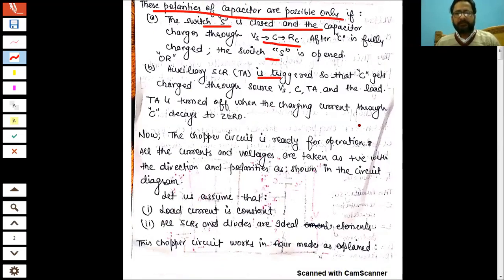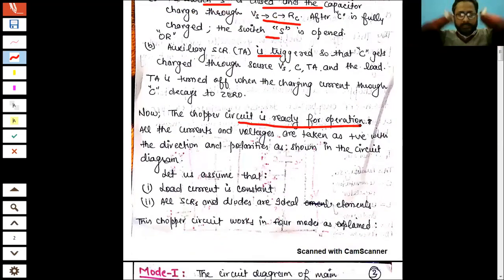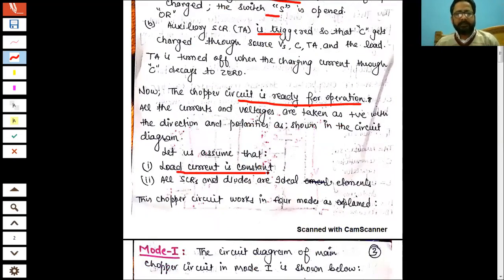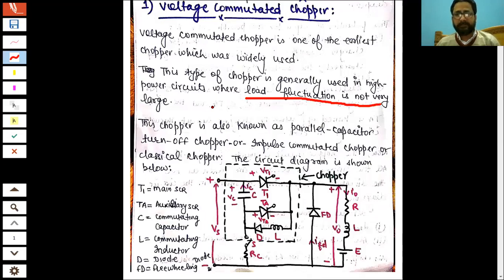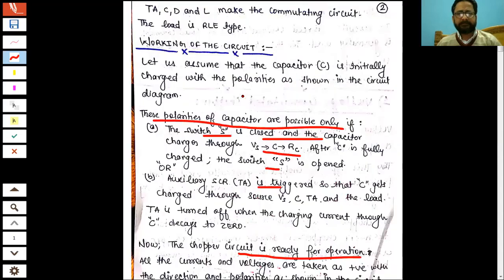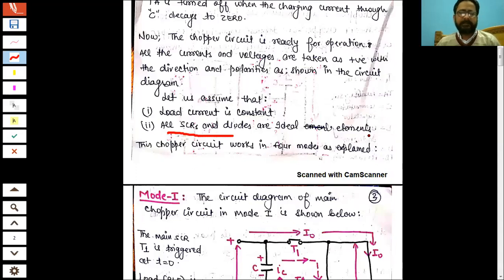Now the chopper circuit. Let us start the working of the chopper circuit at time t equal to 0, with the assumption that VC is equal to VS, right? The other assumptions are that the load current is assumed to be constant, because, as we have seen, in this application the load fluctuation is negligible. So theoretically you can say the load current is almost constant, right? And all the SCRs and diodes are ideal elements. Ideal elements means they do not exhibit resistance when they are on, operating, right?